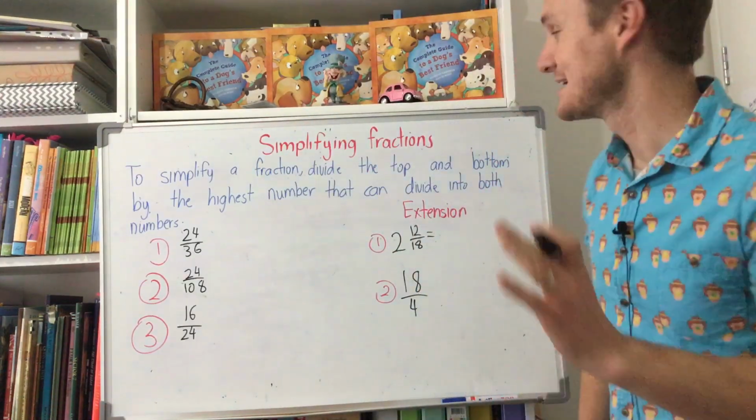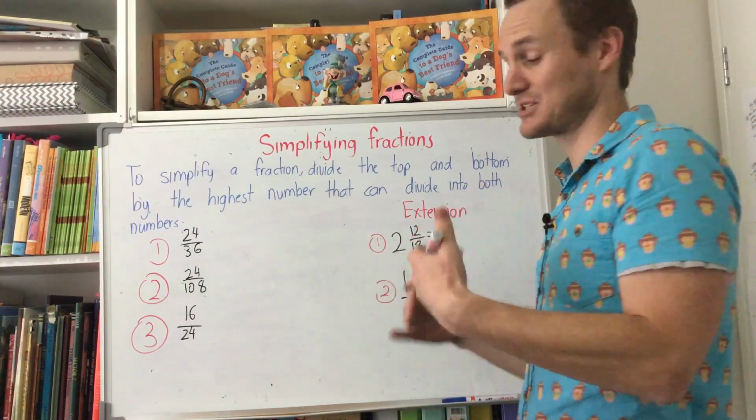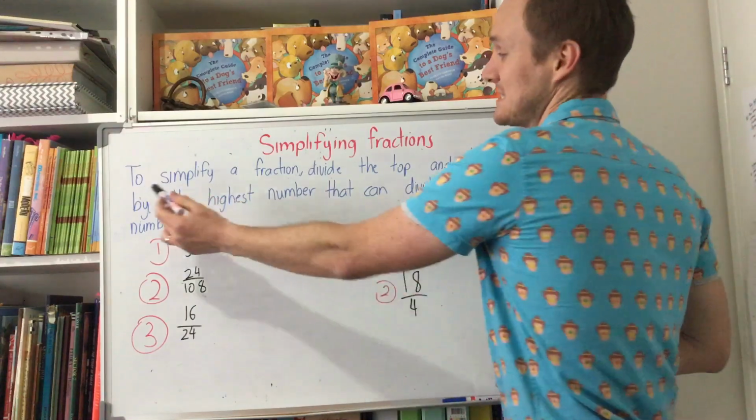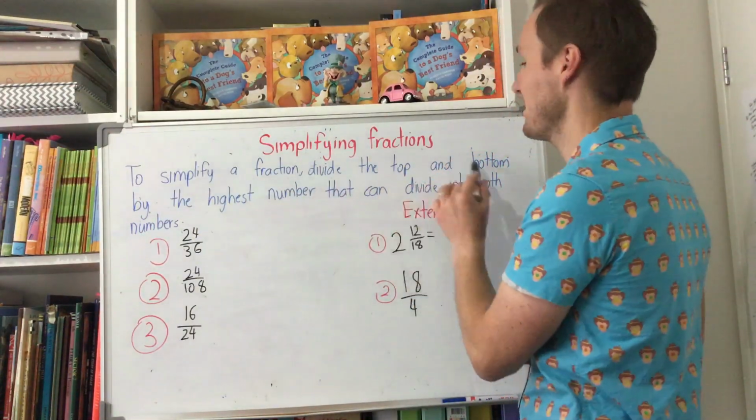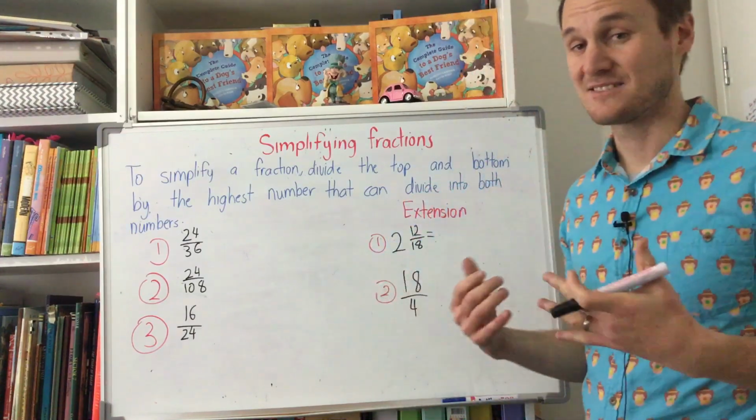Okay, so simplifying fractions. Today we're going to make simplifying fractions, which is basically making the smallest fraction possible. To simplify a fraction, you need to divide the top and the bottom by the highest number that can get into both numbers. It's basically the highest factor, okay?